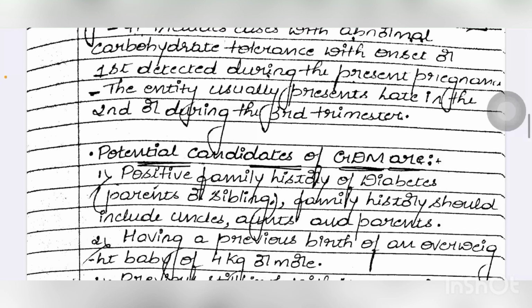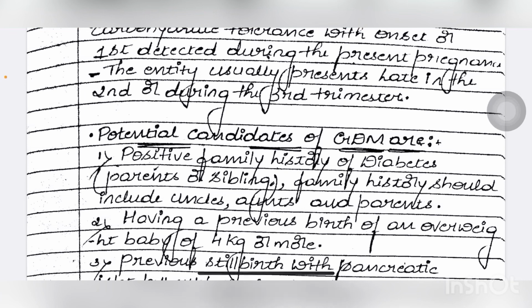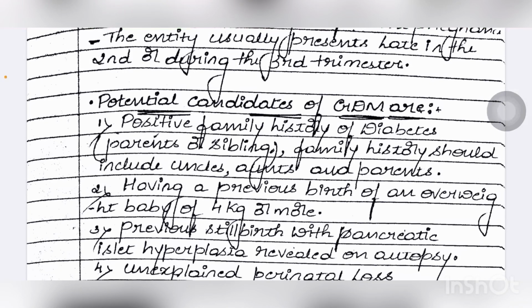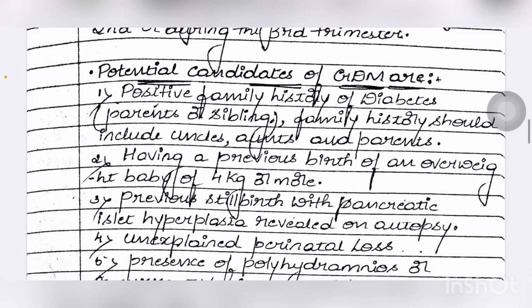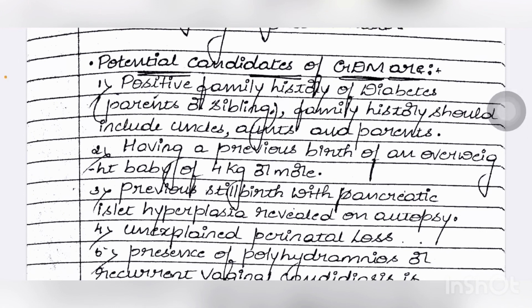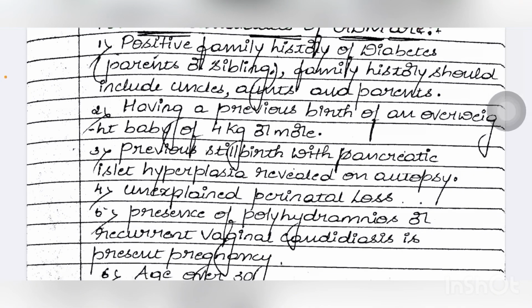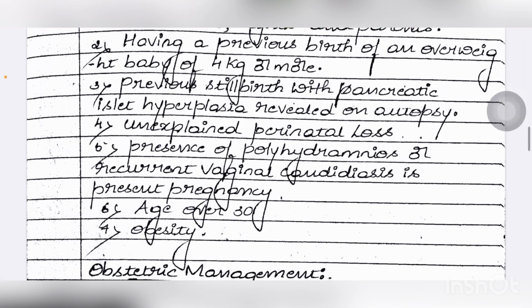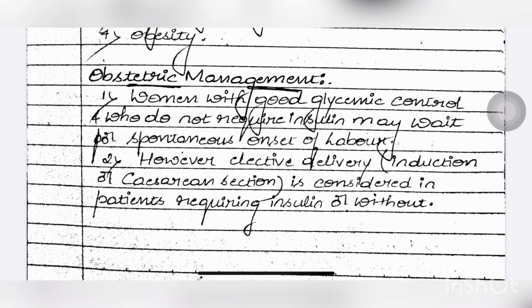First one is positive family history of diabetes, like parents or siblings. Family history should include uncles, aunts, and parents. Second is having a previous birth of an overweight baby of 4 kg or more. Third is previous stillbirth with pancreatic islet hyperplasia revealed on autopsy. Fourth one is unexplained perinatal loss. Fifth is presence of polyhydramnios or recurrent vaginal candidiasis in present pregnancy. Sixth is over age of 30 years. Seventh one is obesity. These are the potential candidates of gestational diabetes.